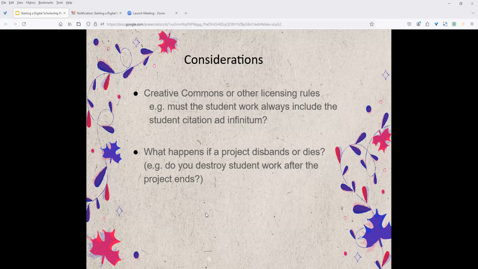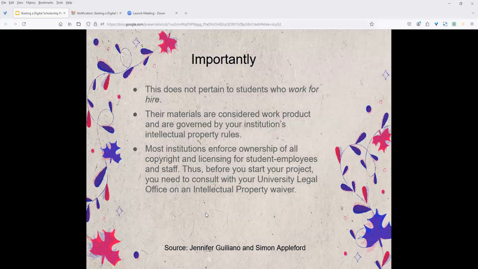So what happens if a project disbands or dies? Well, do you destroy student work after the project ends? Hopefully not. If you have considered digital preservation issues at the beginning of your project planning, you won't need to deal with this. You'll be able to have it archived somewhere. So those are things that you may need to consider.